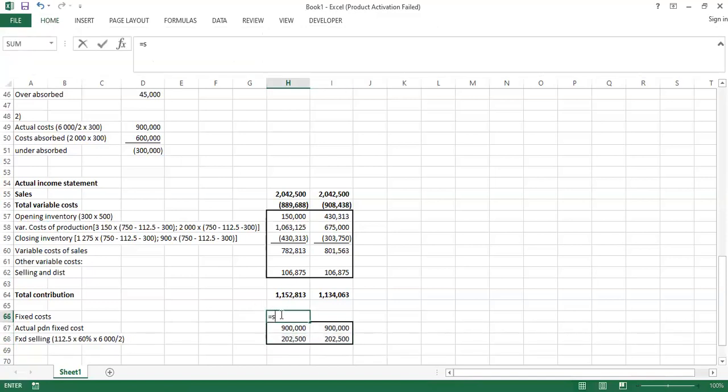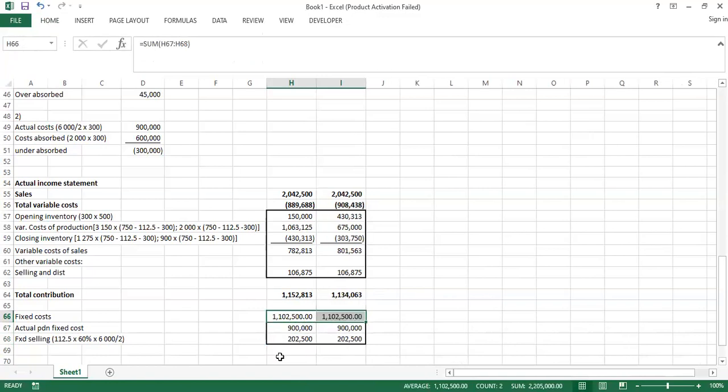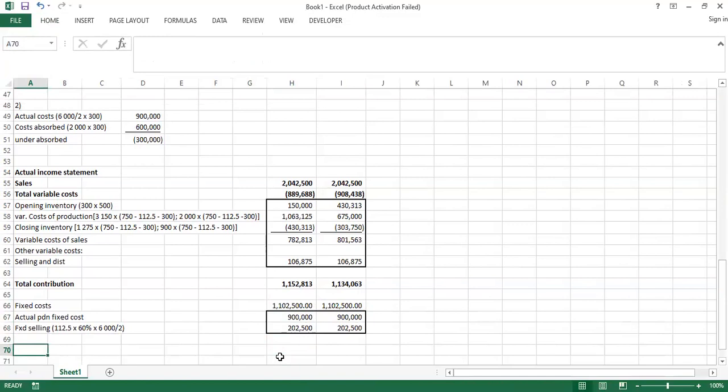All right, so we want the sum of what's inside there. There you go. Right. Just guard against getting a mind block. All right, and this is going to be our net profit.